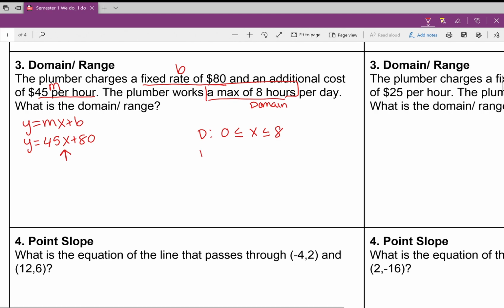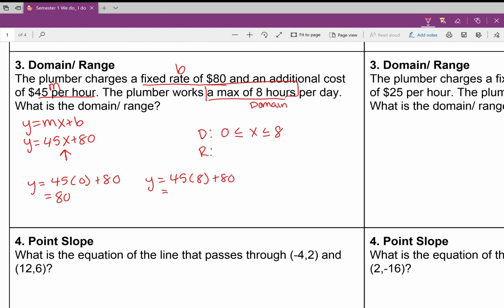And then in order to find our range, we need to plug in 0 and plug in 8 into our x. So I have y is equal to 45 times 0 plus 80. 45 times 0 is 0. 0 plus 80 is 80. So this equals 80. And then I have y equals 45 times 8 plus 80. 45 times 8 plus 80 gives us 440. You can find that on your calculator. So that means our range is 80 less than or equal to y less than or equal to 440. These are our answers.